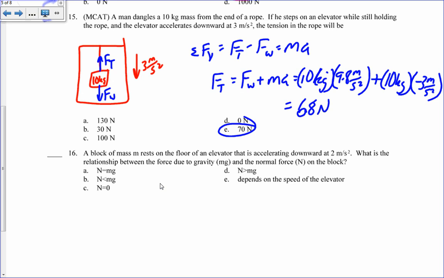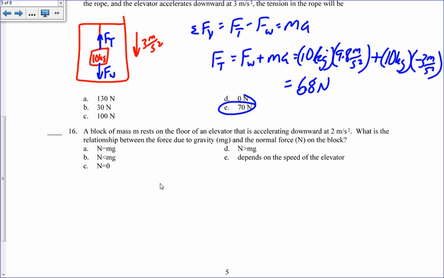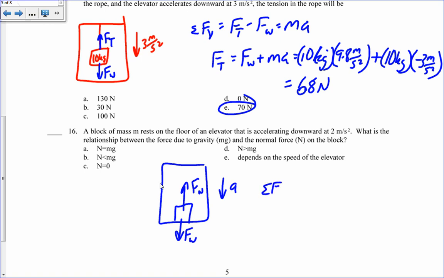A block of mass M rests on the floor of an elevator that is accelerating downward at 2 meters per second squared. All right, what is the relationship between the force due to gravity and the normal force? It's accelerating downward. Draw 2 forces, the normal force and the weight. So sum of the forces.